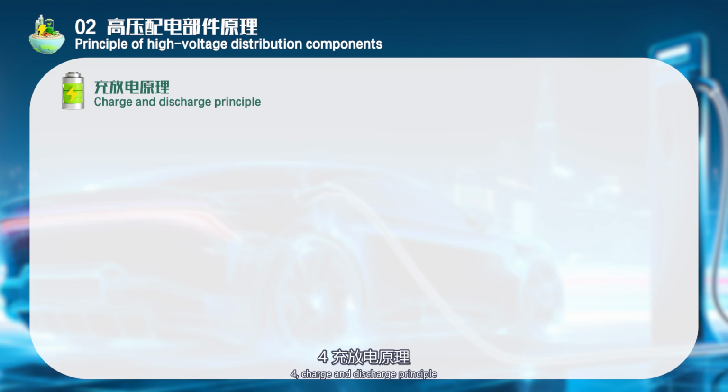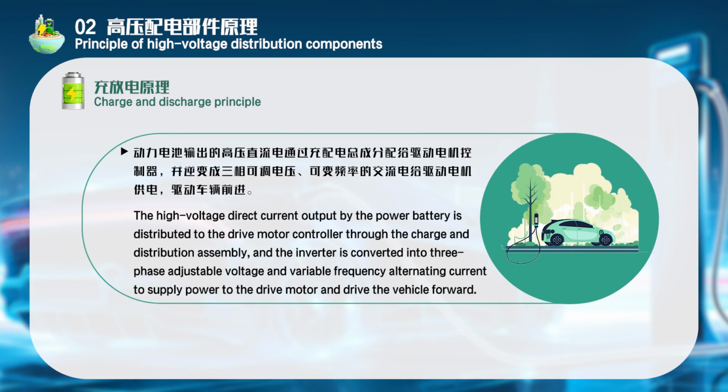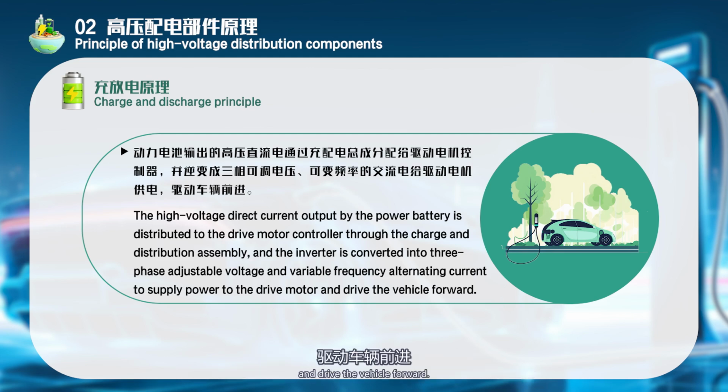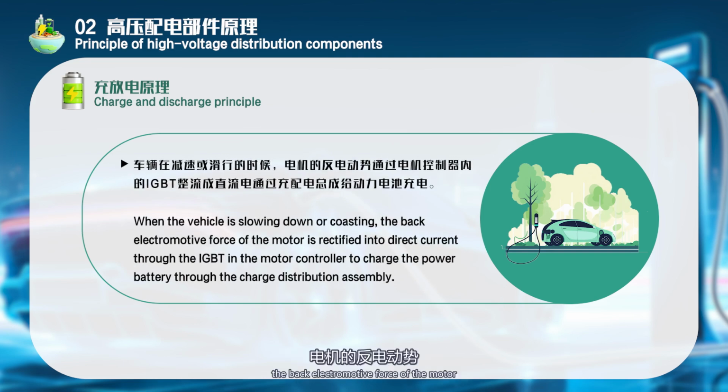4. Charge and discharge principle. The high-voltage direct current output by the power battery is distributed to the drive motor controller through the charge and distribution assembly, and the inverter converts it into 3-phase, adjustable voltage and variable frequency alternating current to supply power to the drive motor and drive the vehicle forward. When the vehicle is slowing down or coasting, the back electromotive force of the motor is rectified into direct current through the IGBT in the motor controller to charge the power battery through the charge distribution assembly.